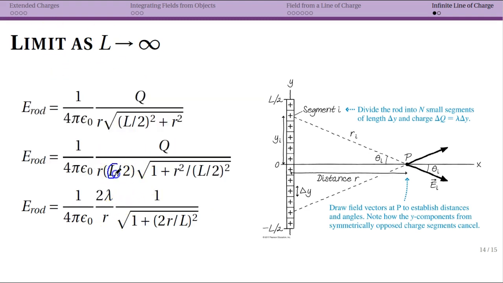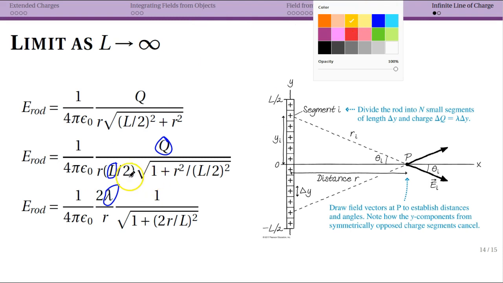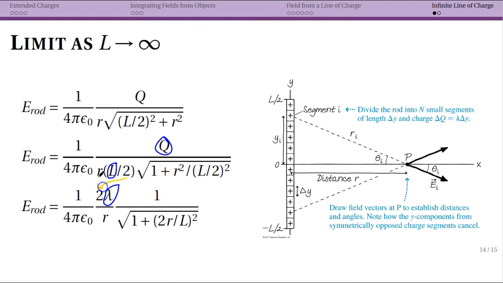This Q over L that I showed before becomes my lambda. The 2, because it was on the bottom divided out, goes on top, so that's why there's the 2 here. R stays on the bottom. And now inside, we can just rearrange a little bit to simplify this down, pull the 2 on top and the L on the bottom.